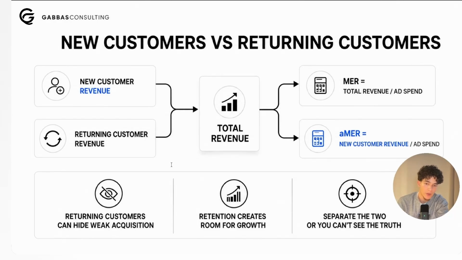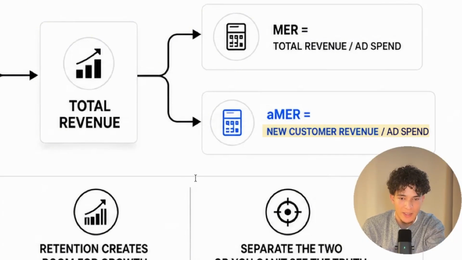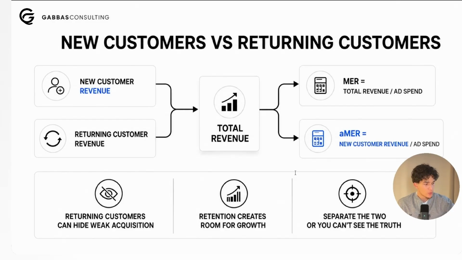And so this is why we have the AMER. And this strips it down to purely acquisition efficiency. AMER means new customer revenue divided by ad spend. And this is much more useful when you want to judge your paid acquisition. So how profitable are you acquiring new customers? If the MER looks good, but AMER is weak, your brand is living purely off the existing customer base. And this is something you have to change immediately.